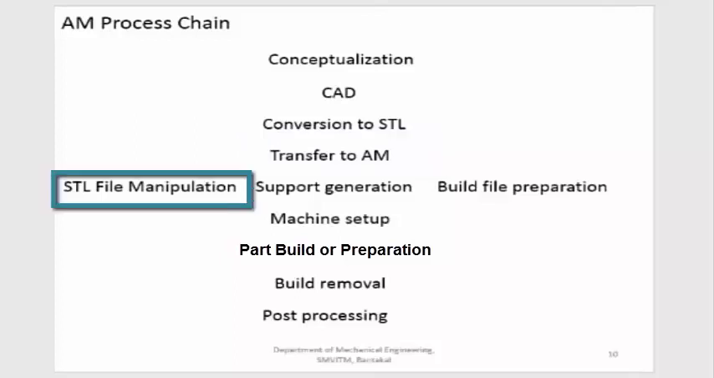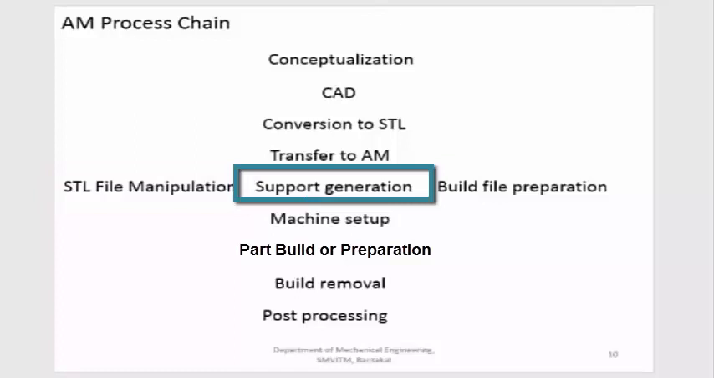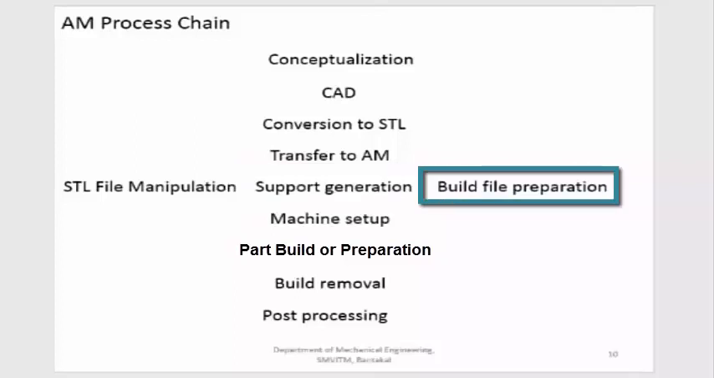First one is the manipulation. You are correcting errors. You are orienting the component in the proper position you want. You are placing more than one component if you want to create several components in one step. Next one is support generation. You are analyzing the component and seeing where you want supports. Next is the build file preparation. That is the program you are taking out. Then you are going to the machine.